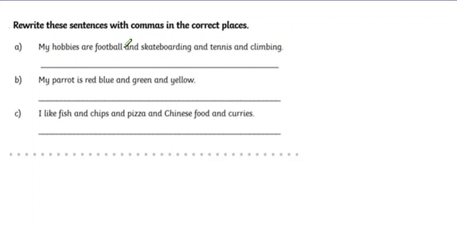So my hobbies are football and skateboarding and tennis and climbing. I would then decide which "and" can stay. So remember, the "and" at the end of your sentence can stay. So this one here before climbing can stay where it is. So that must mean that these two would need altering. Pause the video now and have a go at changing these three sentences to put commas in the correct place.